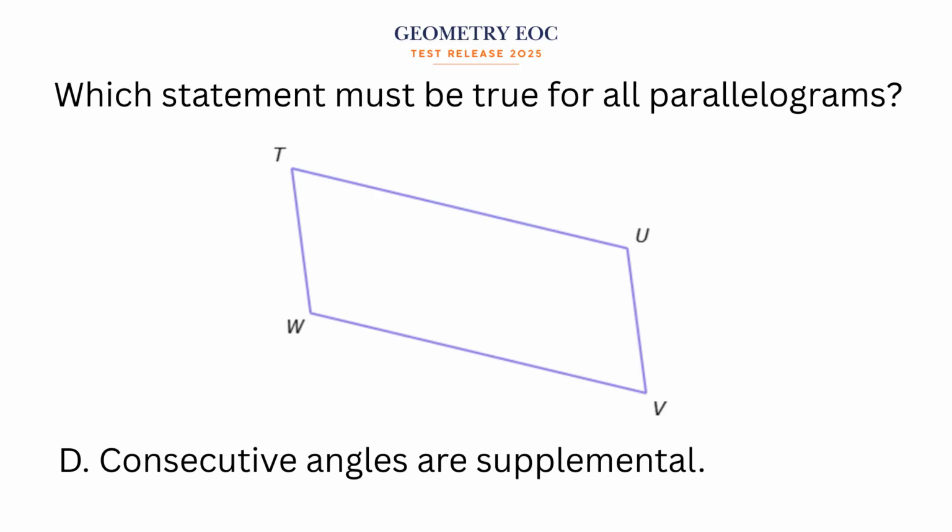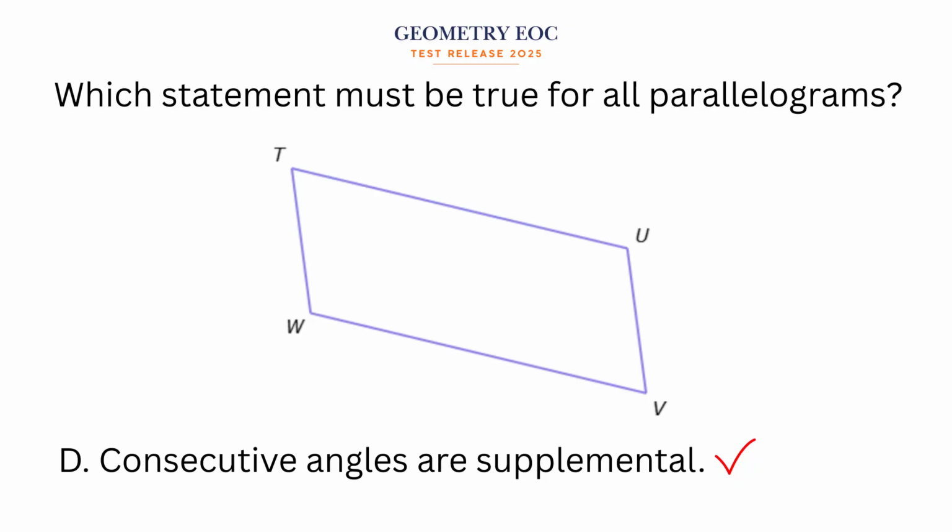Choice D. Consecutive angles are supplementary. Supplementary means they add up to 180 degrees. And yes, in every parallelogram, consecutive angles always add up to 180 degrees. That is always true. So the correct answer is D.